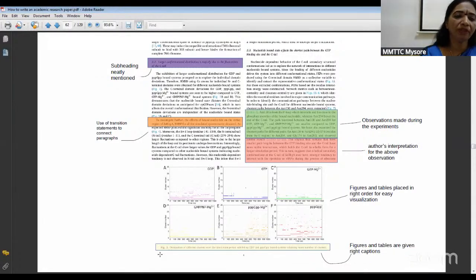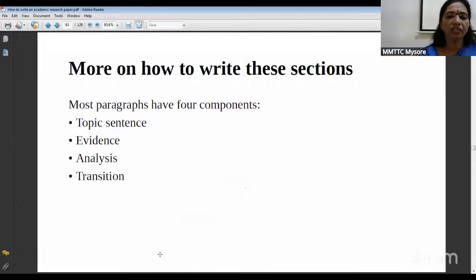You see, your paper will be read by someone else in your absence, right? So that's why everything should be self-explanatory. You should write it with the utmost care. Okay, more on how to write these sections.